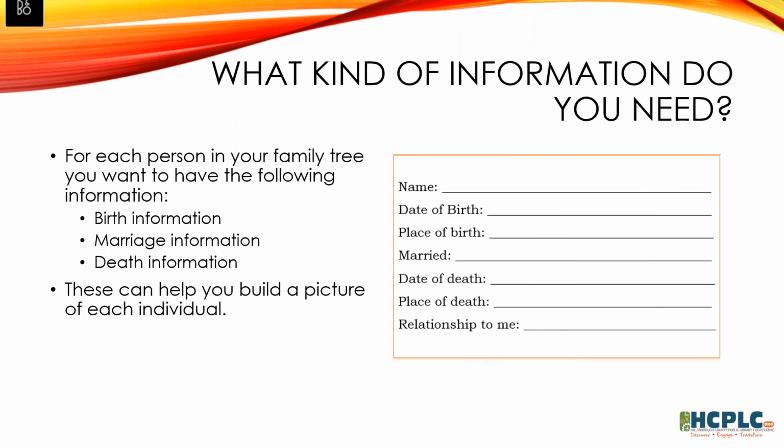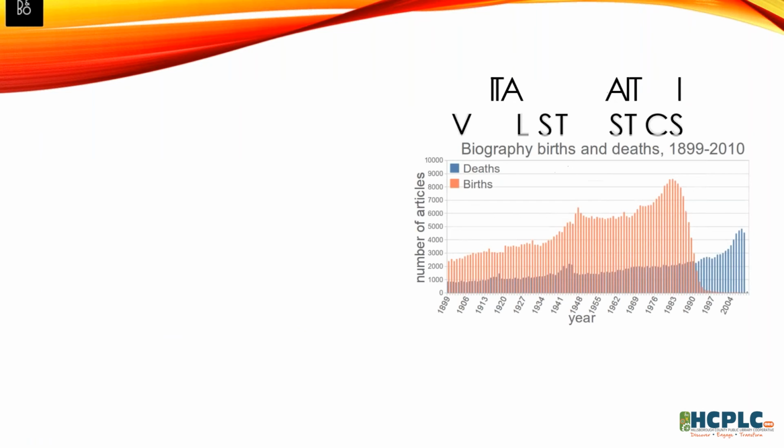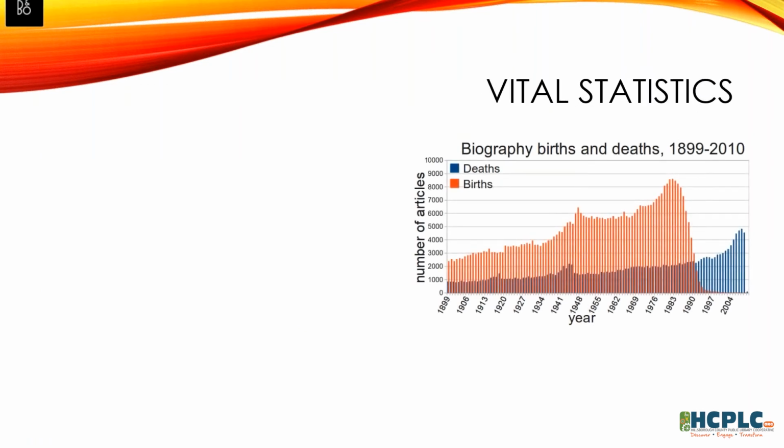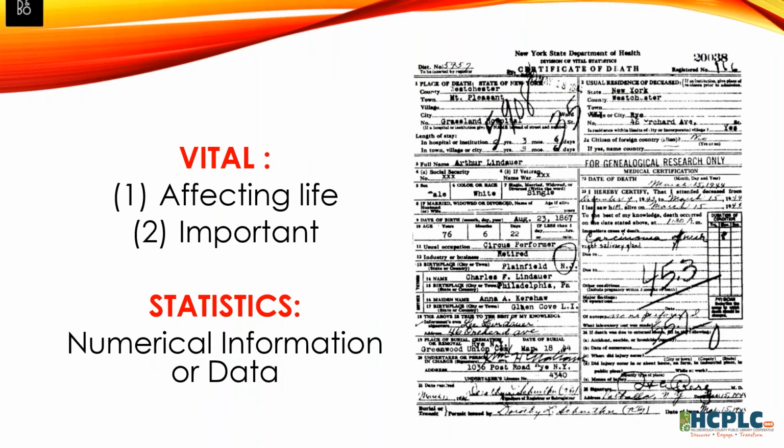So what kinds of information do you need to put together your family tree? Well, the most important information that you want to have for every person in your family tree is information about their birth, marriage, and death. These are called vital statistics, and they can help you build a picture of each individual. The word vital has two meanings, both of which apply to our needs in genealogy: affecting life and important. And even though it's interesting to see data and statistics for long times in history, what we really want are just the vital statistics of one person, your ancestor.